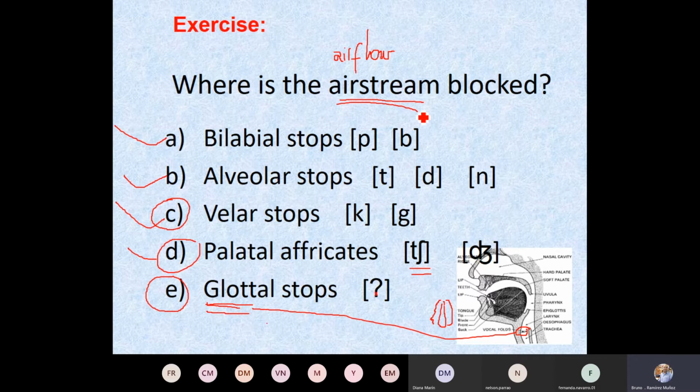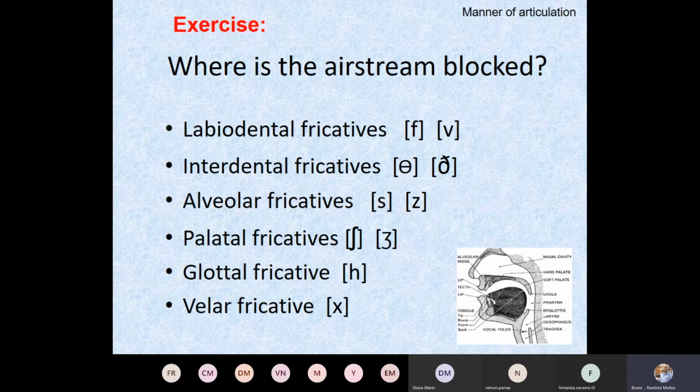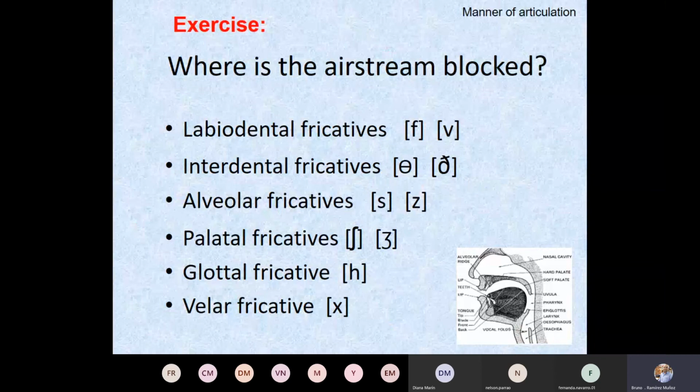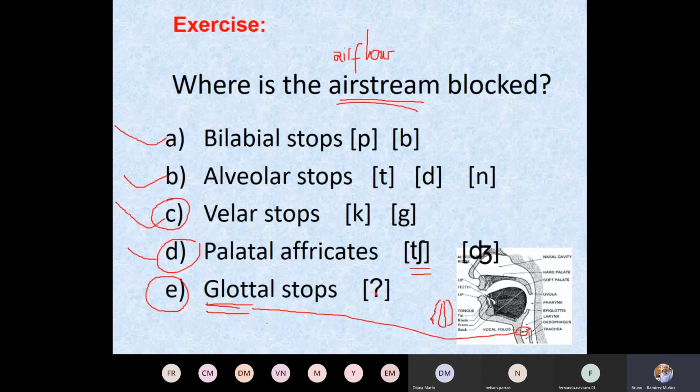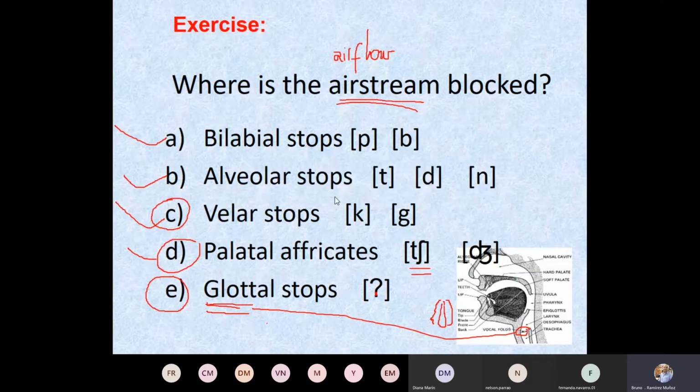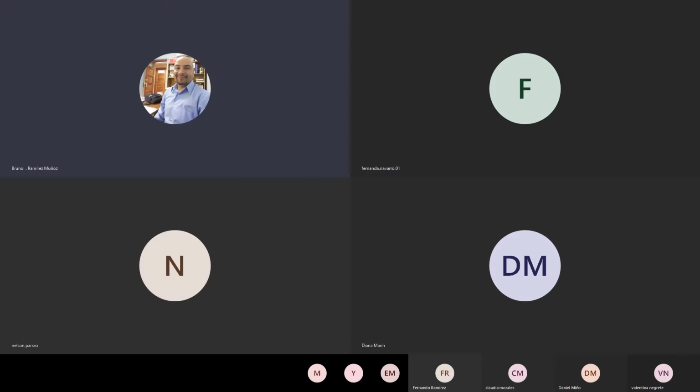Wonderful. So this is a quiz, all right? This is a writing quiz. Now we can have another one. Maybe we can keep this for the real quiz, right? Where's the airstream blocked in a labiodental fricative? Well, no, I'm not going to show you the other one. I'm going to keep it for the real quiz, the real writing quiz.